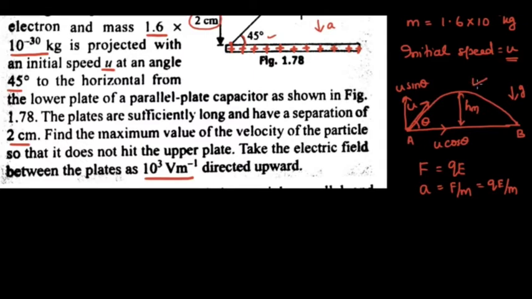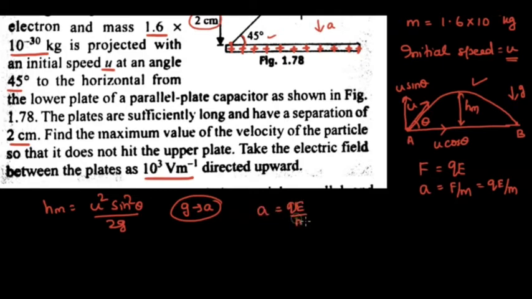So in this kind of projectile, we know that the maximum height hm is given by this formula: u square sine square theta by 2g. But in this problem we will replace g with a, because we can ignore gravity and we have to consider the acceleration produced due to the electric field. A is equal to how much? A equal to qE by m.